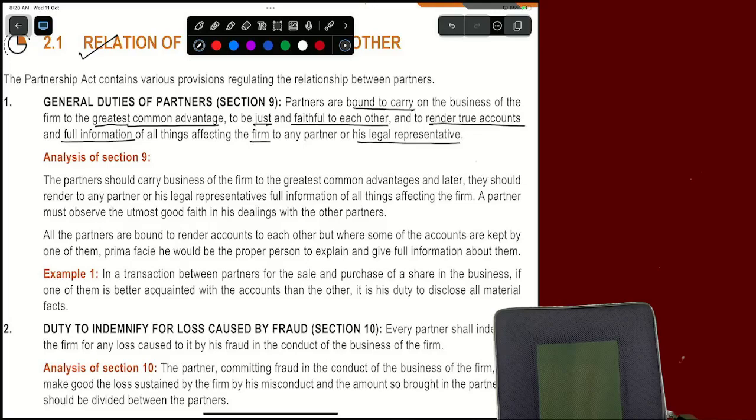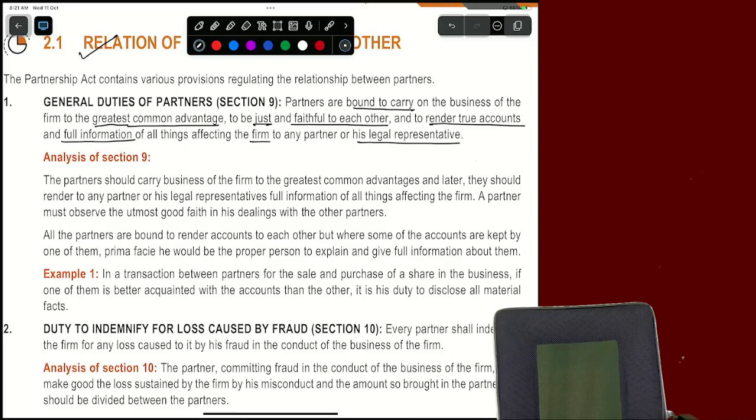This is mutual agency. Mutual agency means your acts will not bind only you; your acts will bind the entire firm, the other partners. Therefore, any decision taken by a partner, I repeat one more time, listen: any decision taken by a partner must not be for personal advantage. It must be for the common advantage of all the partners, which means the firm, not for the personal advantage of anyone.